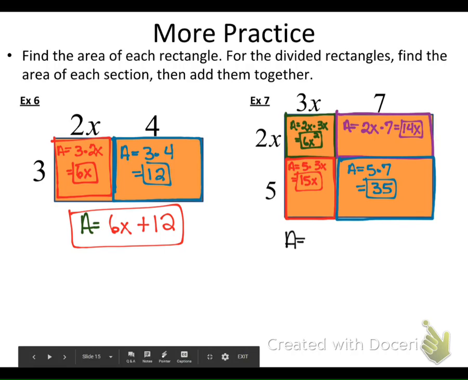So what was the first area I found? 6x squared. Okay, 6x squared plus, what's my next one? 14x. Then what? 15x. Then what? 35. Now, remember, because I'm adding them together, that's where I got the addition signs before each term. Now, when I go to add together, I can only add them together if they have the same variables, so they're like terms.